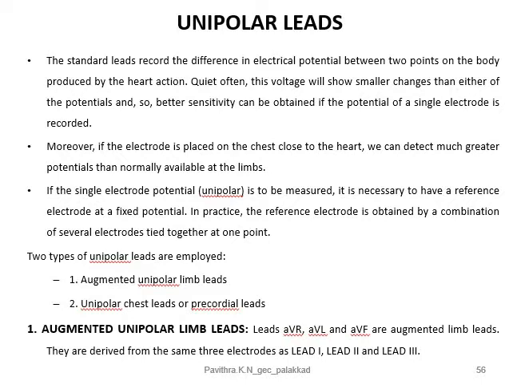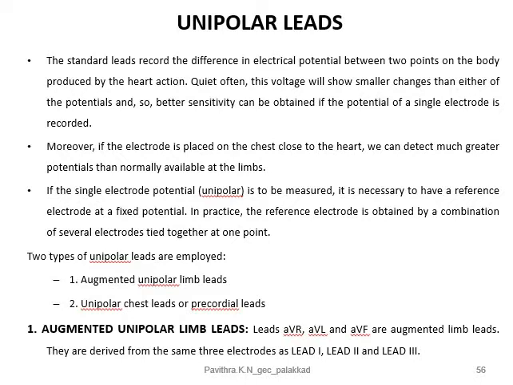So here in unipolar leads, the reference electrode potential is at a fixed value. The reference electrode here is obtained by a combination of several electrodes that are tied together at one point. This can be achieved by two types of leads. First one, augmented unipolar limb leads, and unipolar chest leads, which are also called precordial leads. The first one, augmented unipolar limb leads, can be implemented in three different manners: AVR, AVL and AVF.